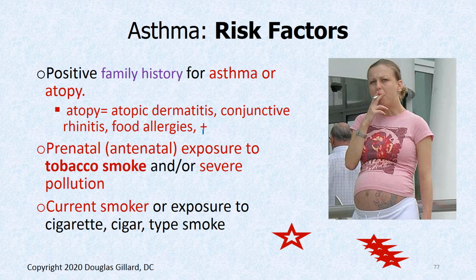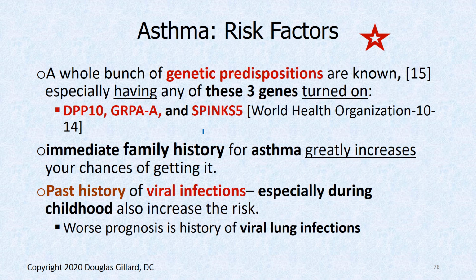Prenatal exposure to tobacco smoke and severe pollution is a risk factor. And if you're a smoker now, you have an increase. You can have adult asthma. Just because it didn't start when you're a kid doesn't mean it won't start. There are all kinds of genetic predispositions, which we won't go too deep into. It's actually a little deeper than last quarter's lecture. I added these three. Once it gets to the World Health Organization, it's usually pretty solidly ingrained in the literature.